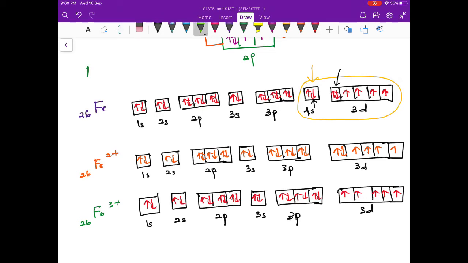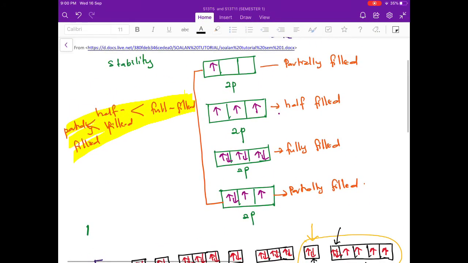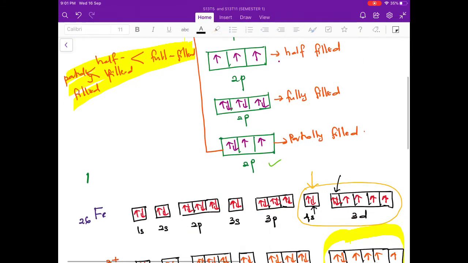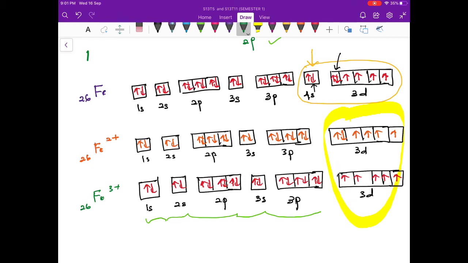The first, 1s we cannot compare because both are fulfilled. 2s also, 2p also, 3s, 3p, all are fulfilled. So we cannot compare. Now we can only compare here, at which orbital? 3d orbital. So what about the arrangement of the electron at 3d? For Fe2+, what is the type of stability that exists here? Based on this, it is similar to this one, so we can call it partially filled. Maybe you can write it here. And what about here? Half filled.